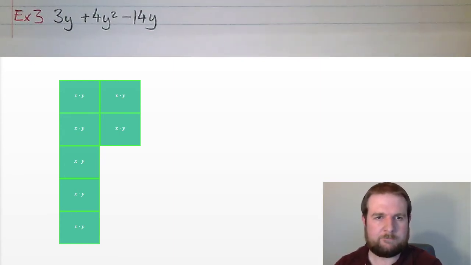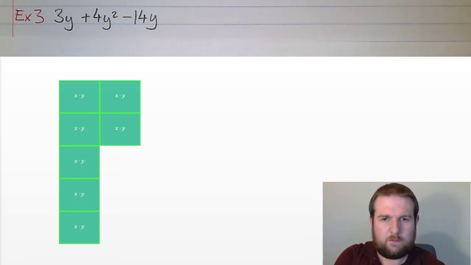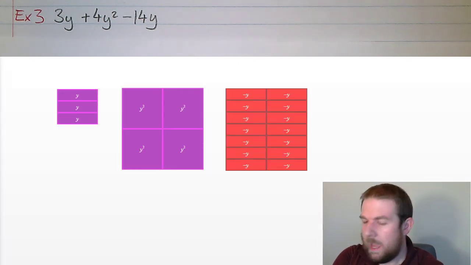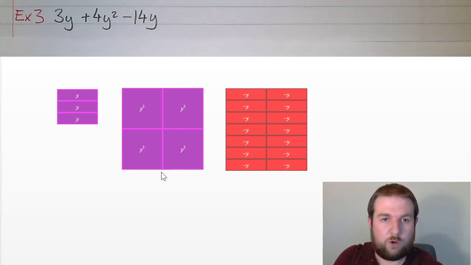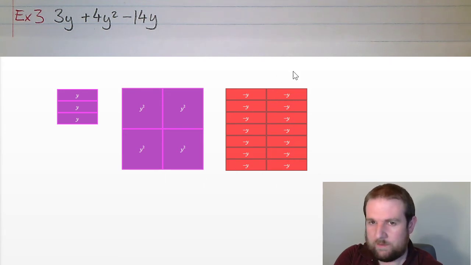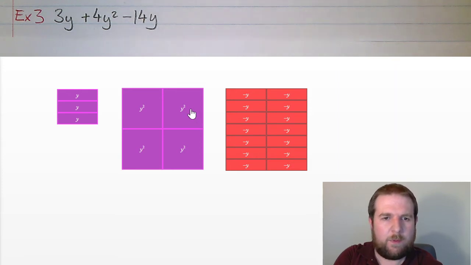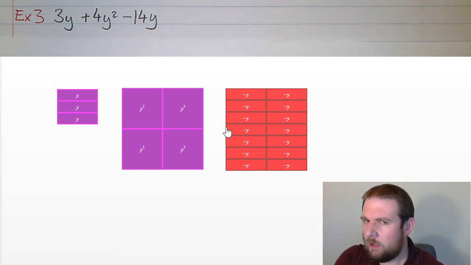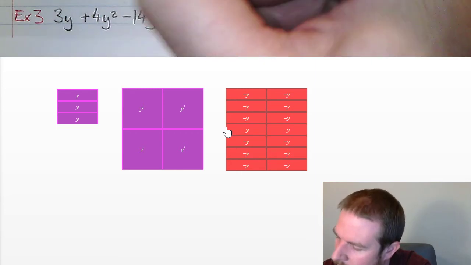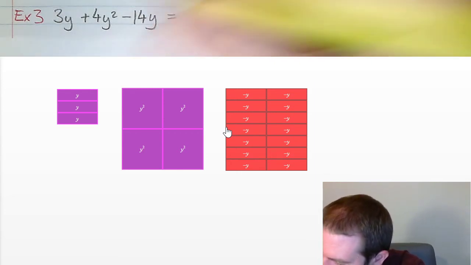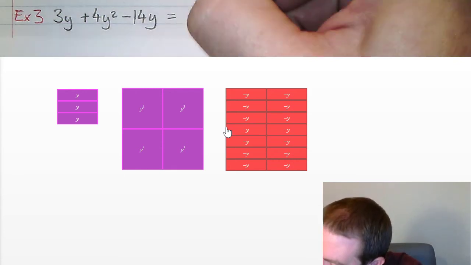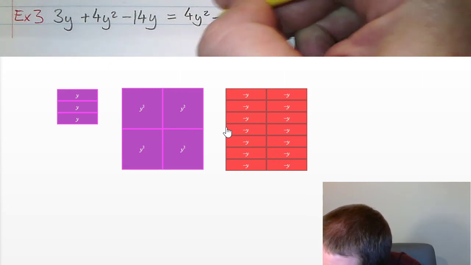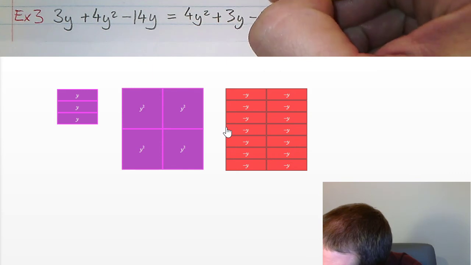Now, our final example, we have this expression. So, if I pull that up, I have 3y, then I have 4y squared, and then I have -14y. Now, I can't combine my y squared with either my y or my -y. Those are not like terms. But remember, commutative property says that we can change the order of addition. In the case of this expression, I'm going to switch the order of my first two terms. So I'm going to write that as 4y squared plus 3y take 14y.